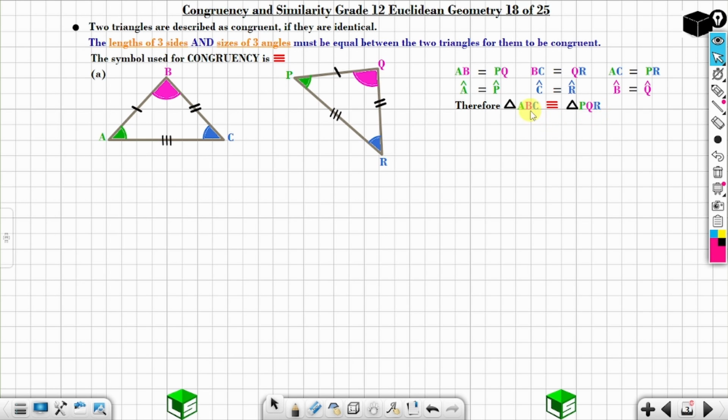Okay, this is why I have different colors so that you can see. Angle A is equal to angle P. Angle B is equal to angle Q, and angle C is equal to angle R. Always respect the order. You are going to see why you have to respect the order. If you don't respect the order, everything that you are going to write after this will be wrong.